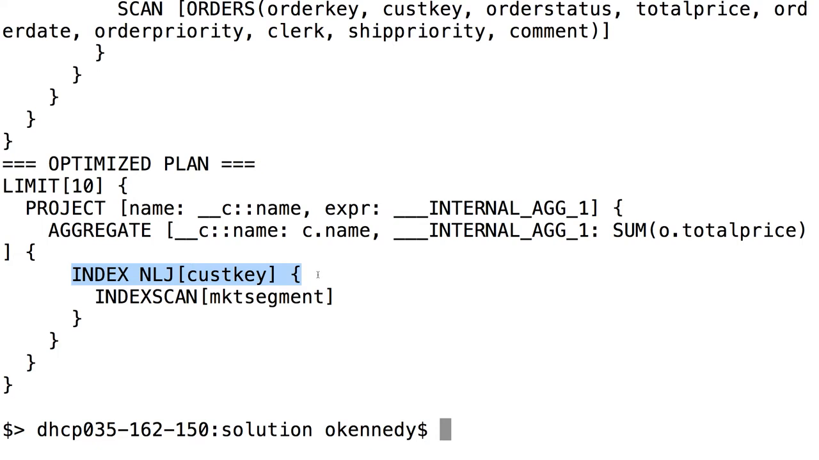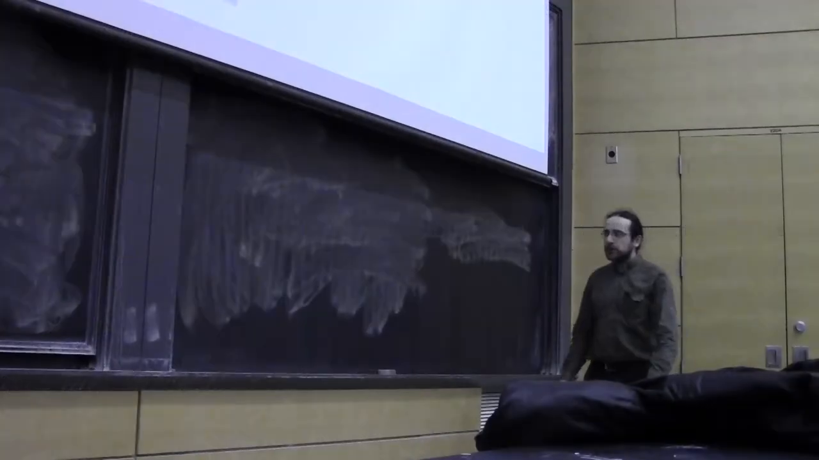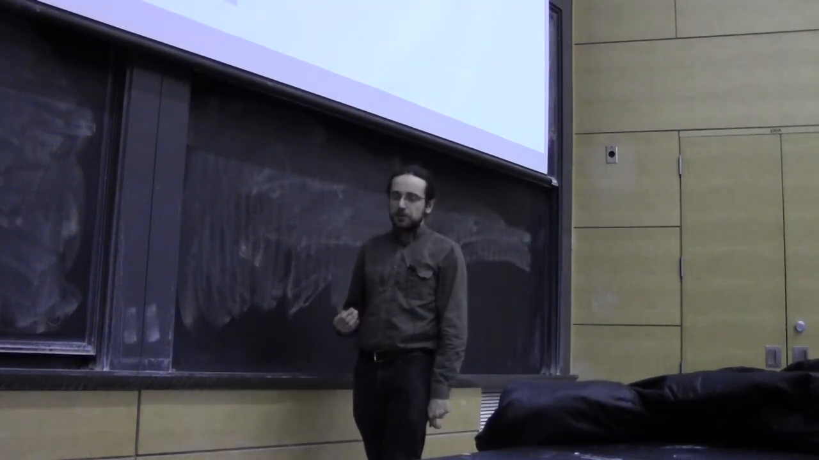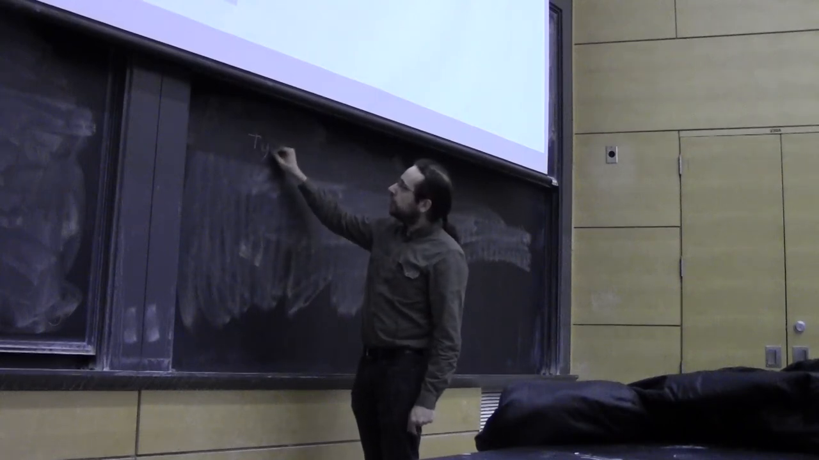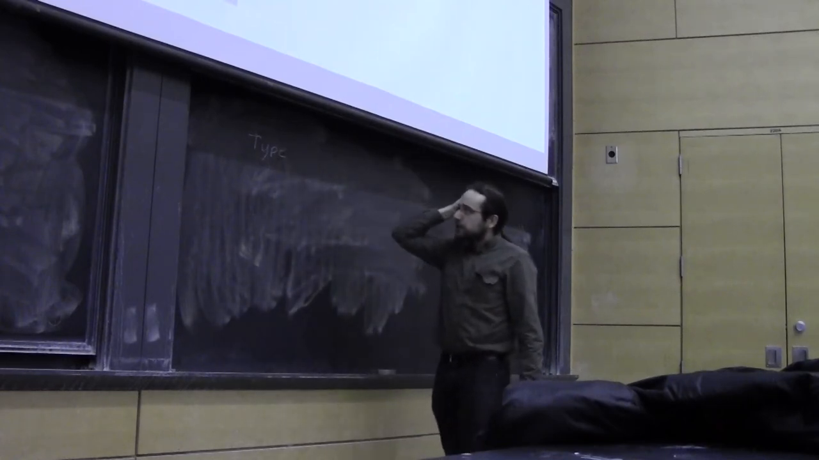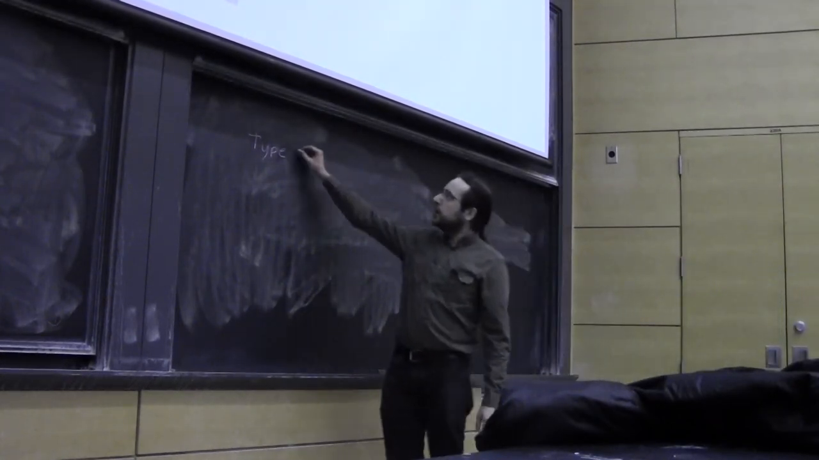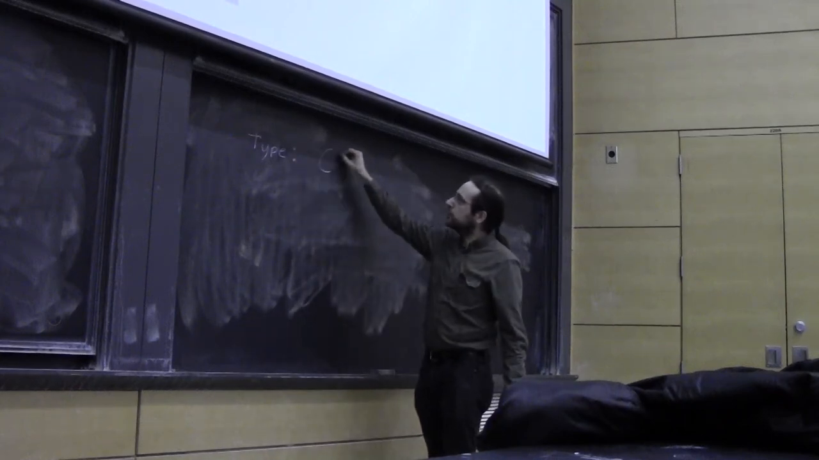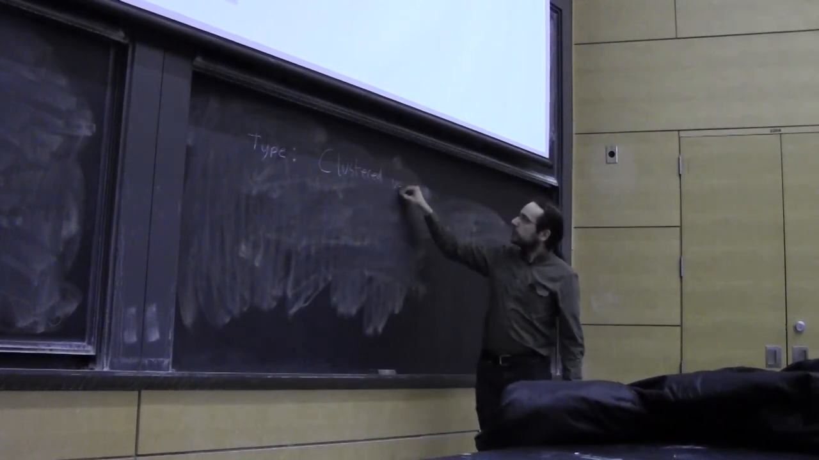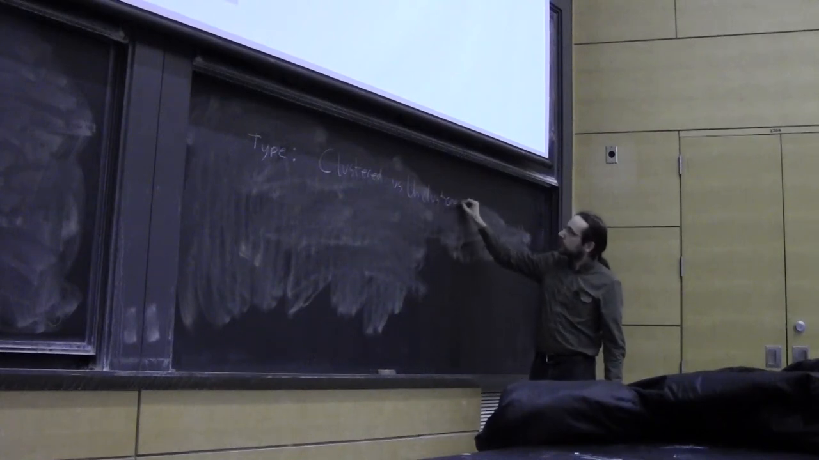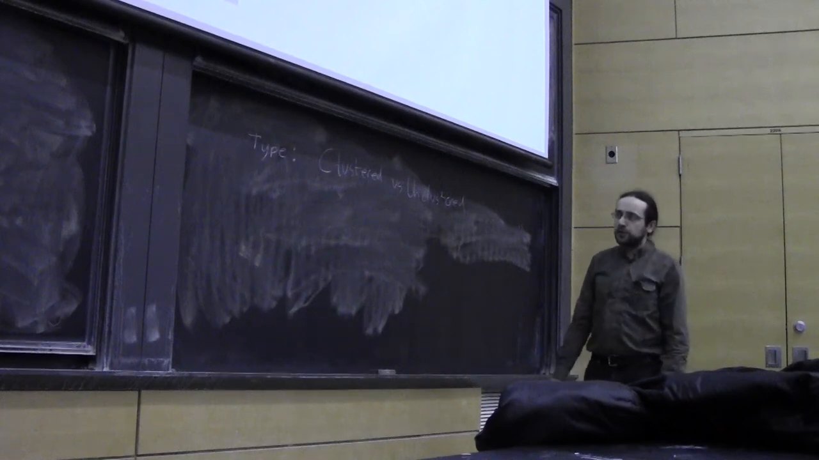All right, so let's go through a couple of concepts first. So just to recap, there are several different approaches to building an index. Again, purely from a conceptual standpoint, there's a couple of decisions we need to make. The first is the type of index. So we can have basically two general types of index: we can have clustered indexes and we can have unclustered indexes.